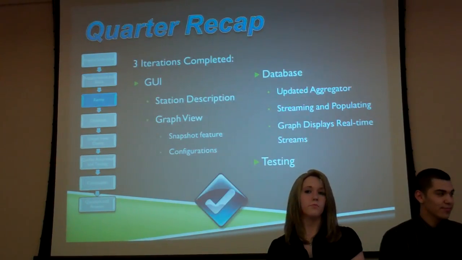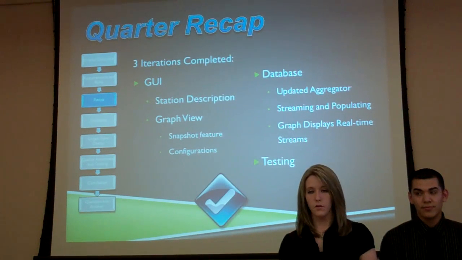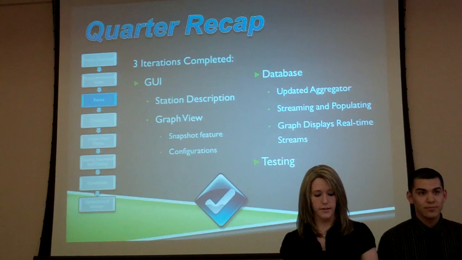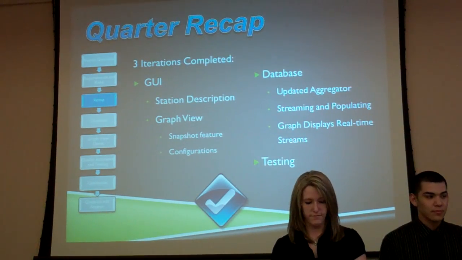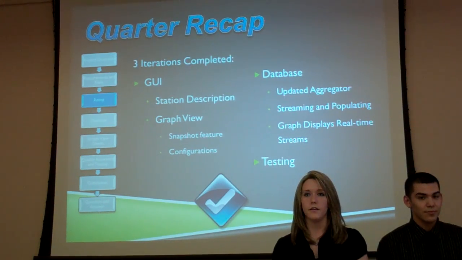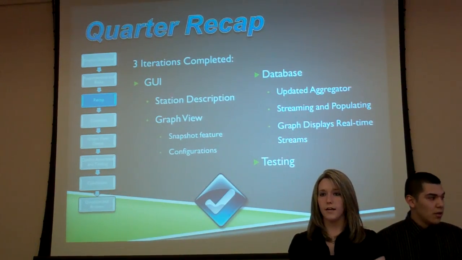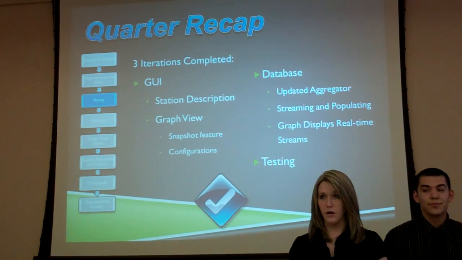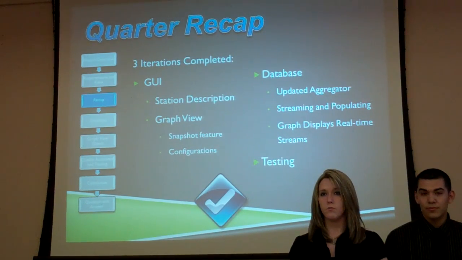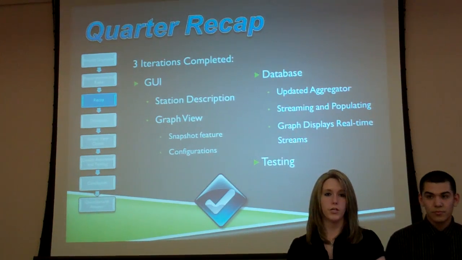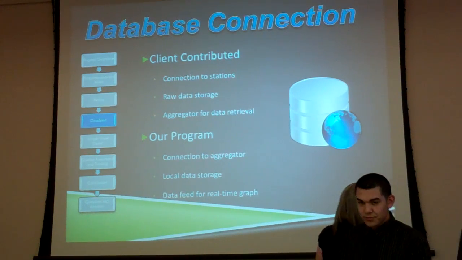On to the quarter recap. We have 3 iterations completed this quarter. We've had major changes to our GUI, such as the station description being added in, and we've modified our graph view to include the snapshot feature, and an ability to configure the axes of the graph. Our client has updated their aggregator so that we can now stream real-time data into our graphs, and we have also almost completed our testing of our project. I will now pass our presentation on to Sergio, who will talk about our database.